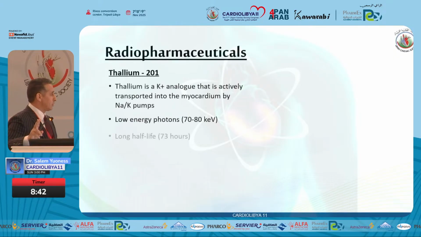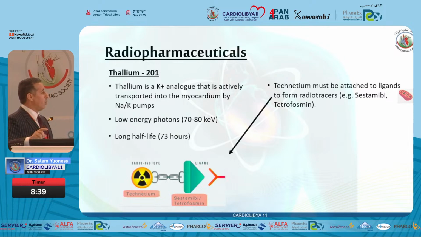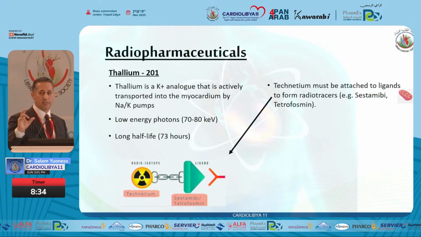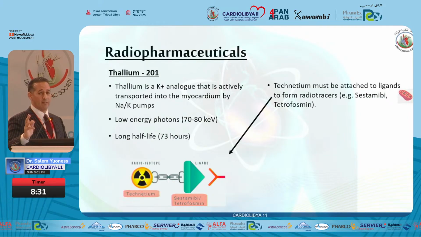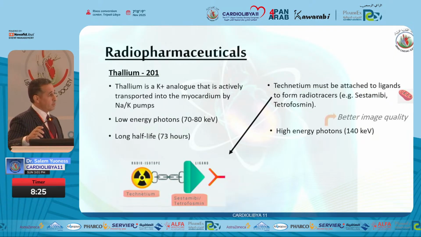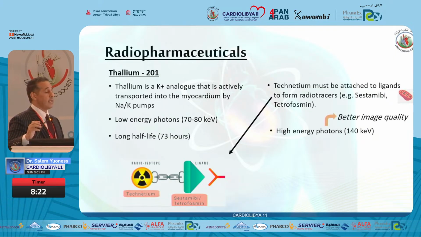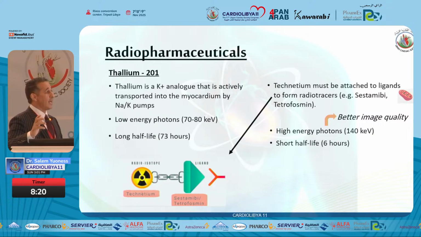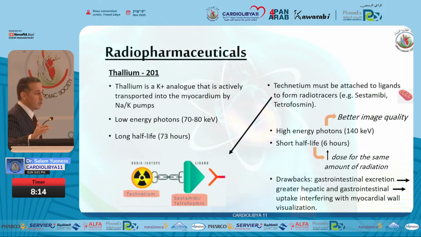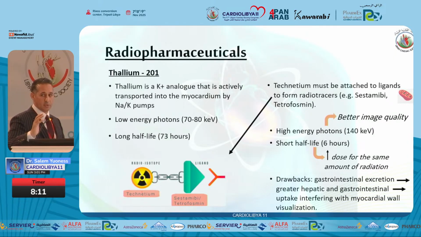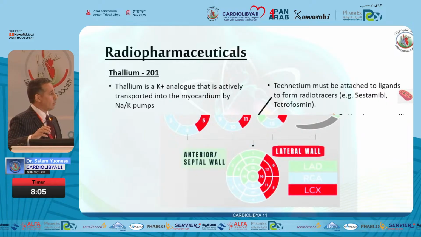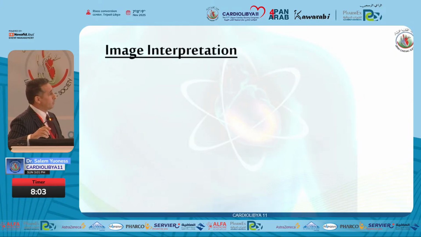There are 2 types of radiopharmaceuticals commonly used for SPECT. We have thallium, which is a calcium analog. The problem with thallium is that it has low energy photons, so you have fuzzy imaging. It's not good image quality, and it has a longer half-life, so you have more radiation dose. The other alternative, which is the most commonly used, is technetium. It has high energy photons, and that gives us better image quality, and it has a short half-life, so you can increase the dose for the same amount of radiation. The downside is that sometimes you have attenuation artifact, like breast attenuation and subdiaphragmatic soft tissue attenuation, which should be taken care of. I'm going to skip that for the time being.